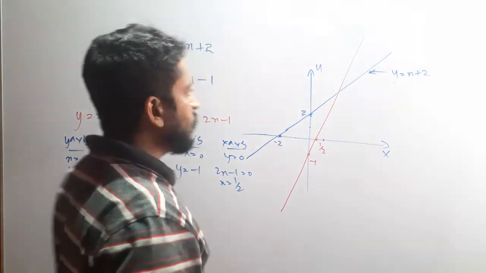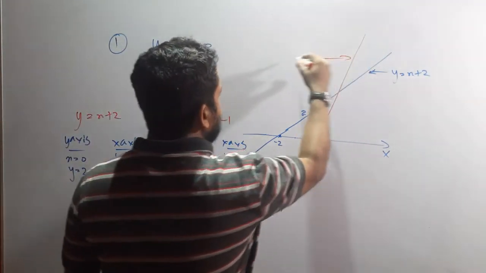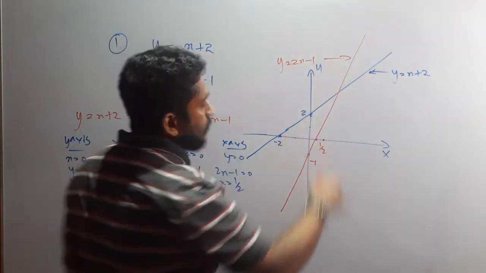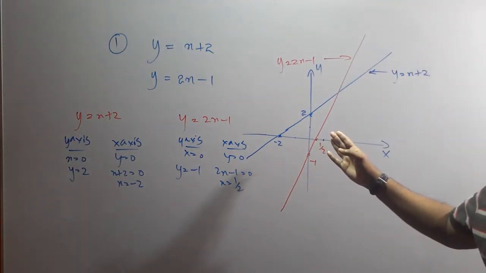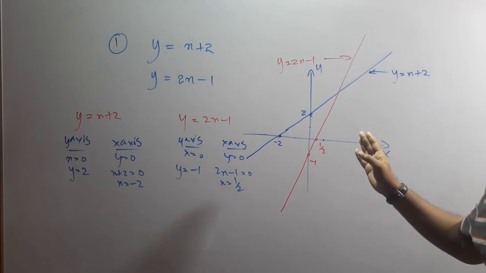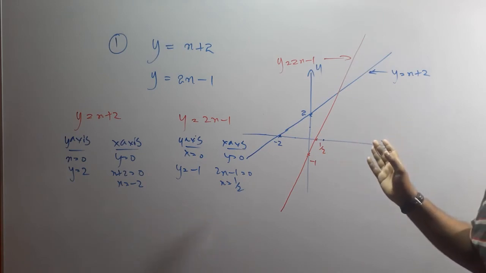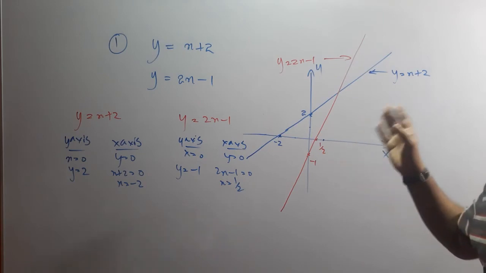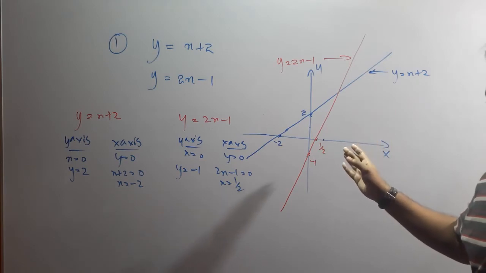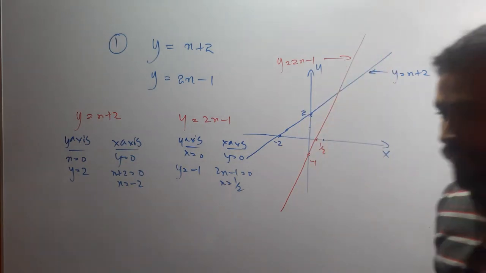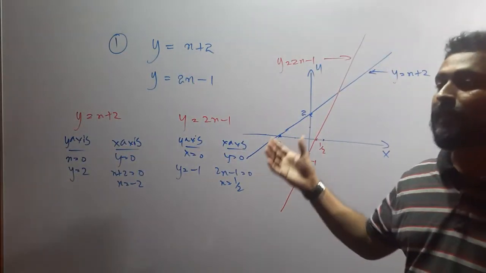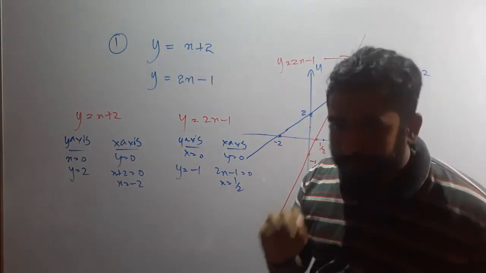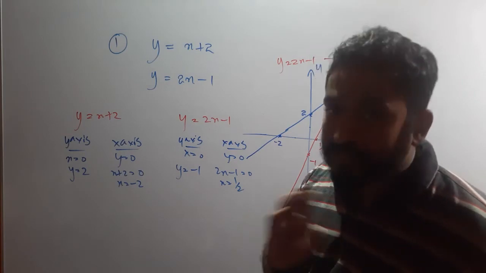What happened? Isn't that an important thing that happened here? What just happened while I was sketching the graphs? Yes, the graphs intersected. Isn't that important data?